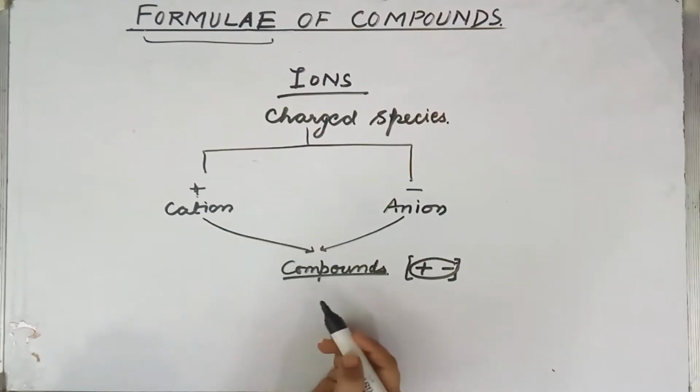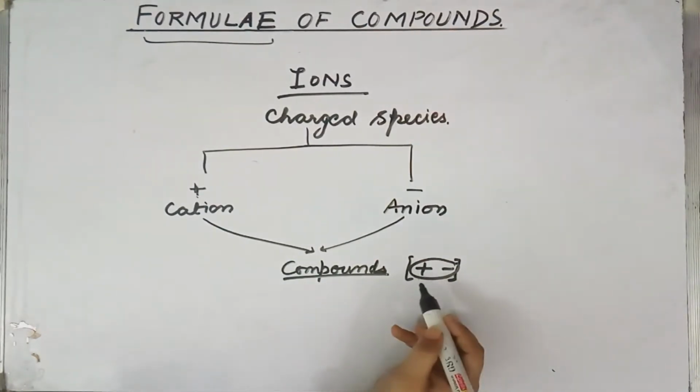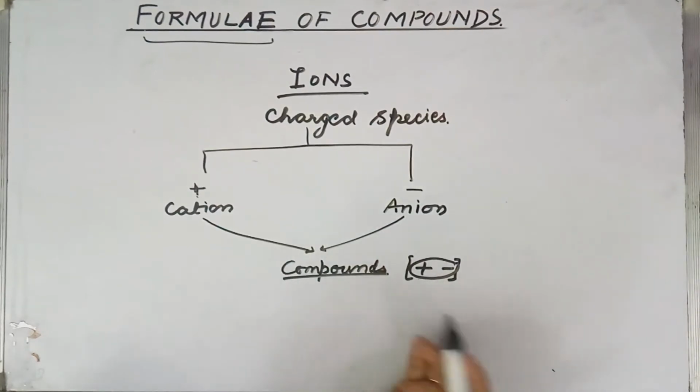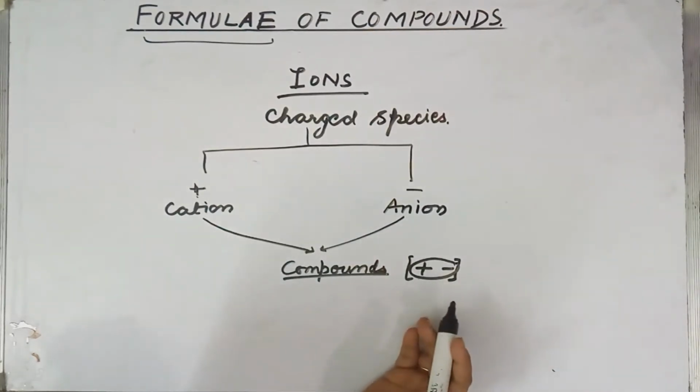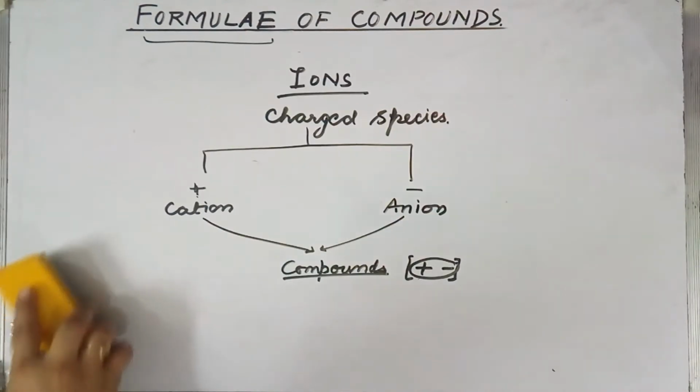Before going to the formula, we have to know which cations and which anions are present in this universe, and we have to learn them so that we can make the formulas of the compounds. So let us start the making of formulas, and before that, learn the cations and anions. Here I am going to give you the list of the cations first, and then the list of the anions. Let us have both things together.